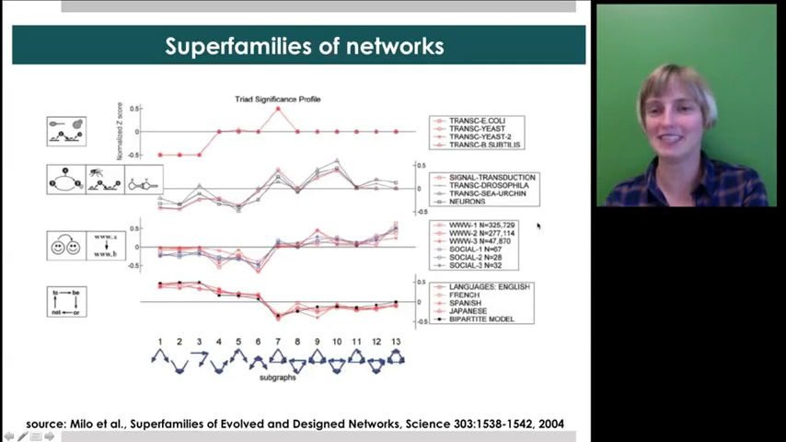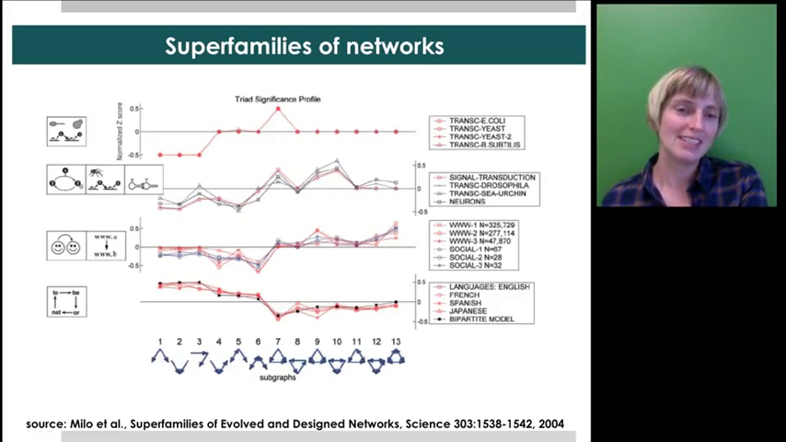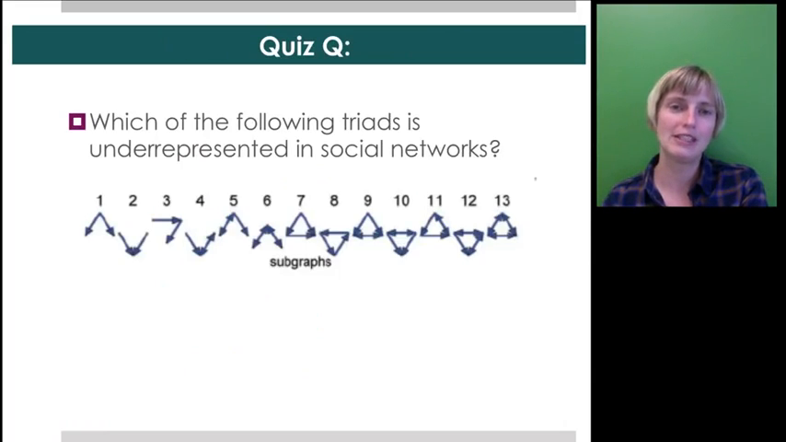Hopefully what you found, actually they're plotted together, is that the World Wide Web and social networks tend to have similar frequencies of different motifs. Not to say that all web is social, but perhaps some of the dynamics driving social networks, for example, triadic closure, friends introducing one another, may also be at work in the web, where if one page links to another, it might start copying some of its links, again closing triads. So to understand this further, can you tell which of the following triads is underrepresented in social networks?